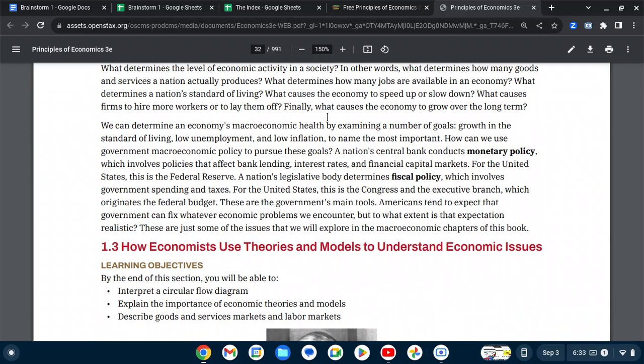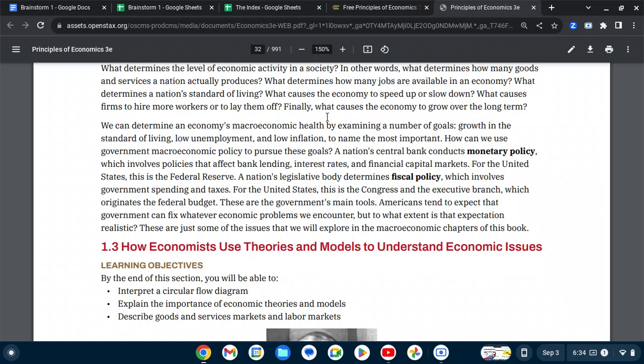How can we use government macroeconomic policy to pursue these goals? A nation's central bank conducts monetary policy, which involves policies that affect bank lending, interest rates, and financial capital markets. For the United States, this is the Federal Reserve. A nation's legislative body determines fiscal policy, which involves government spending and taxes. For the United States, this is the Congress and the executive branch, which originates the federal budget. These are the government's main tools.